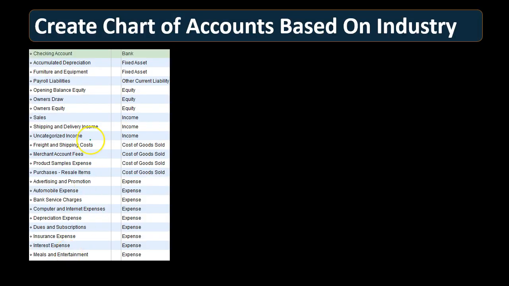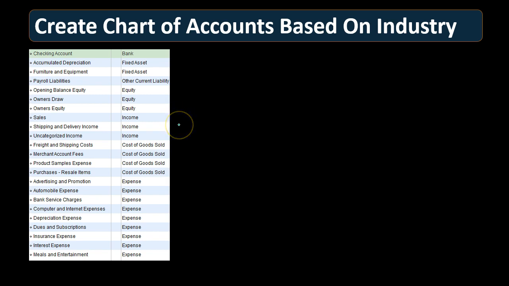Next thing we'll do is create the chart of accounts based on the industry. Now I'm going to say create it, but really the system does this for us, meaning once we choose the type of industry that they're in, some kind of medical industry or service industry or some type of industry that has inventory in it, QuickBooks will generate the chart of accounts and it'll give us these accounts and it'll actually assign the account types.